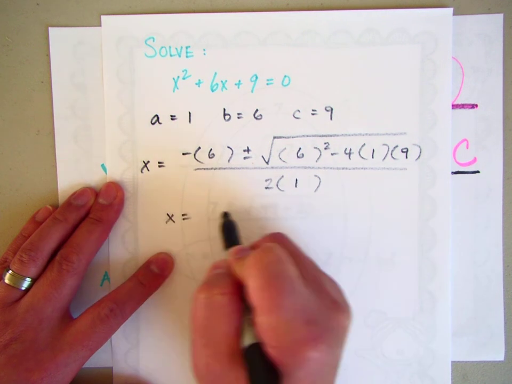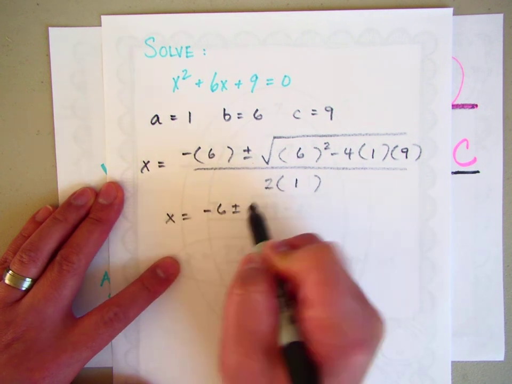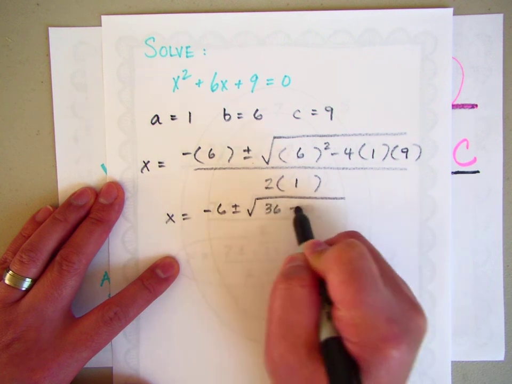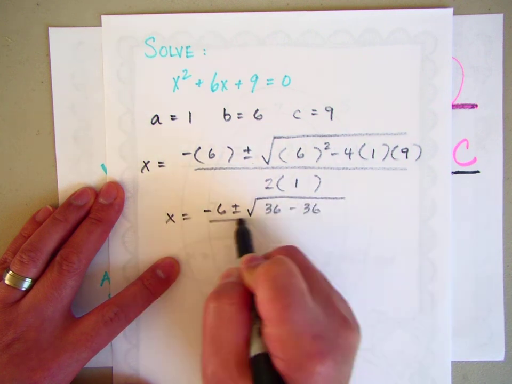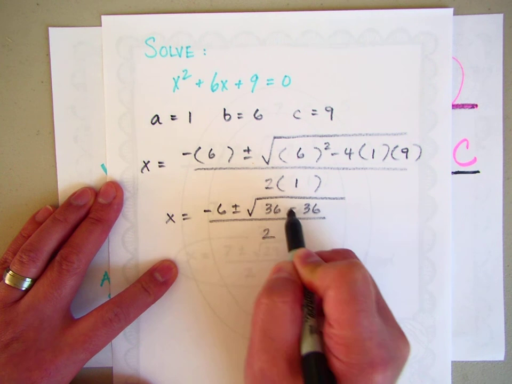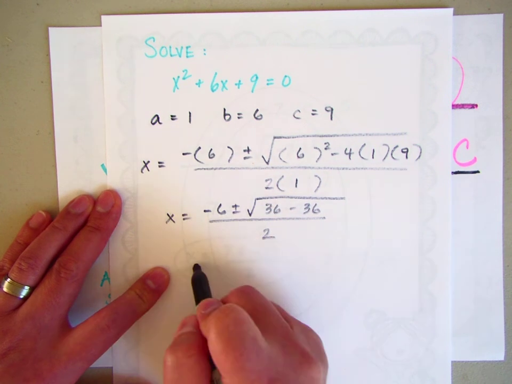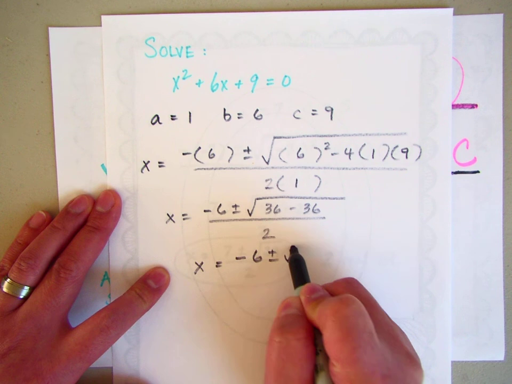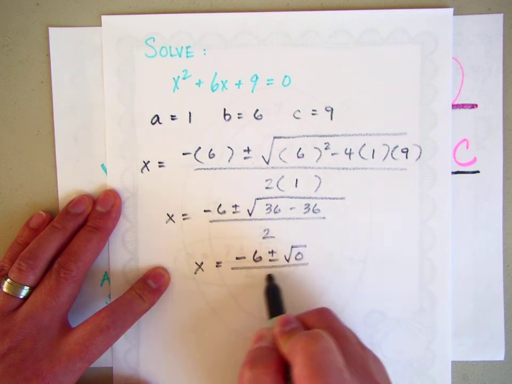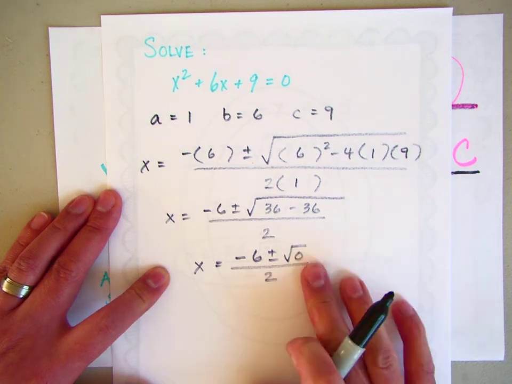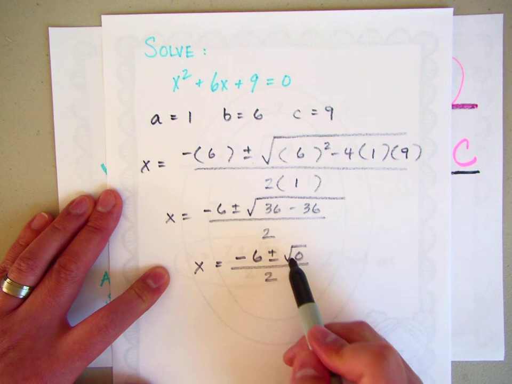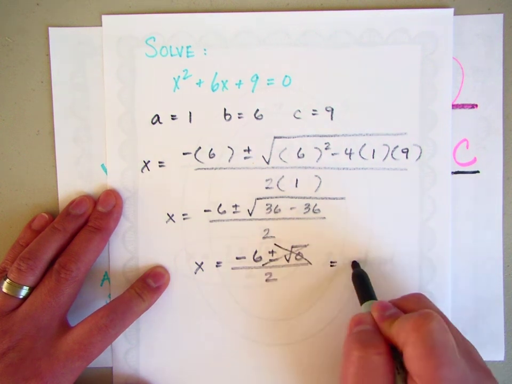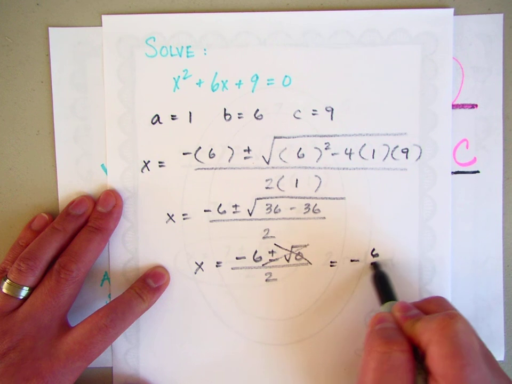All right, simplify this. Negative 6 plus or minus the square root of 36 minus 36. We should recognize that that's going to be 0. My discriminant is 0. Here's the thing about the discriminant: when the discriminant is 0, this part goes away, plus or minus 0. That's nothing. We don't add and subtract 0. So my answer is just negative 6 over 2. I only have one answer.